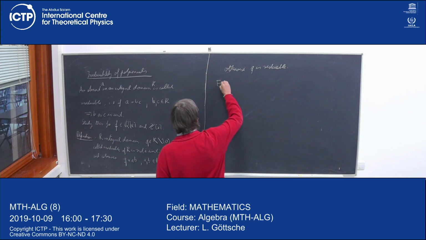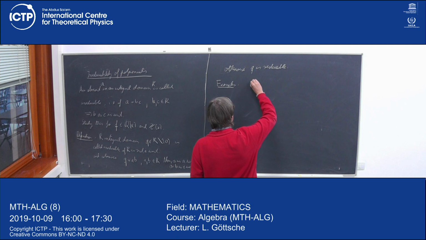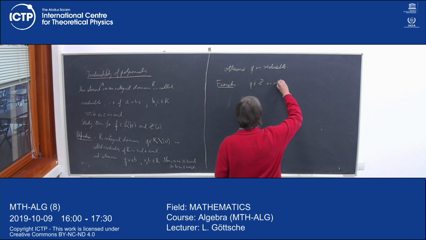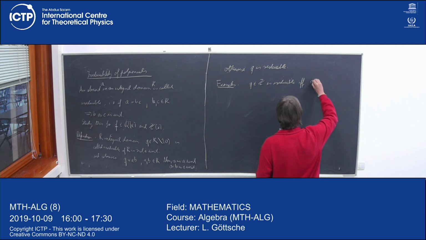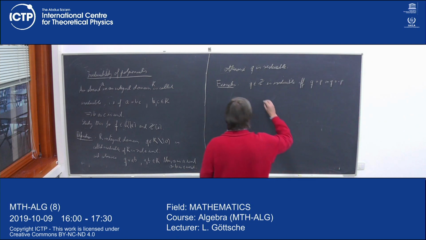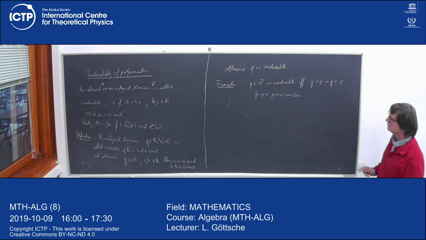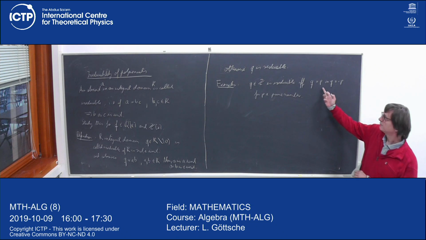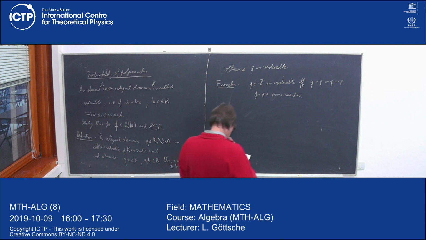So examples. For instance, if I take an integer Q, then Q is irreducible in Z if and only if Q is equal to P, or Q is equal to minus P, where P is prime. The minus P is there because the units are plus or minus 1 in the integers, and a positive integer is a prime number if it cannot be written in a non-trivial way as a product of two integers.